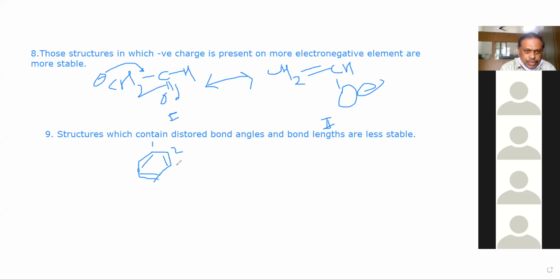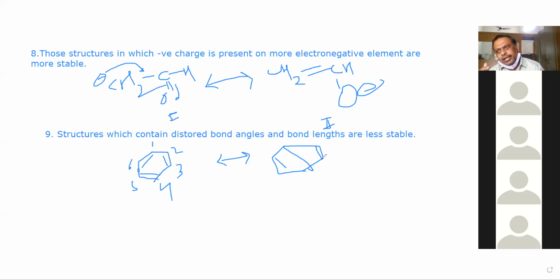2, 3, 4, 5, and 6. And we draw its resonating structure with distorted bond angle and bond length. Here at 1 and 4 position, we draw the bond. And this structure is less stable as compared to structure 1. It contains distorted bond length and bond angle. These are the rules for writing the resonating structures.